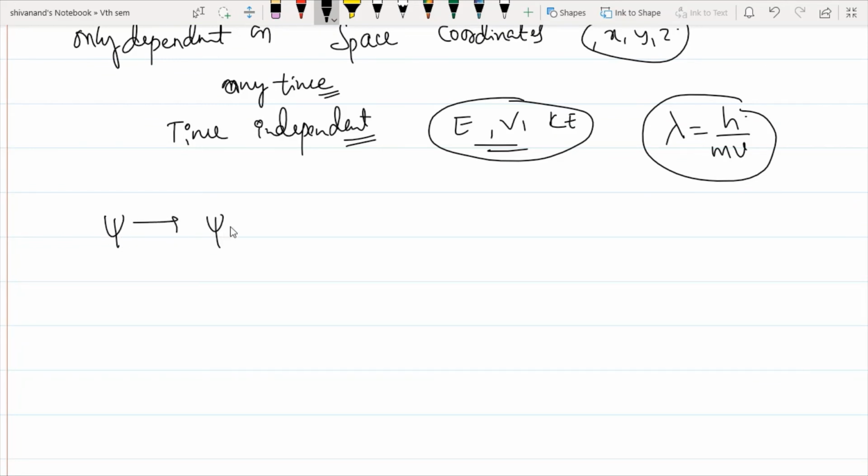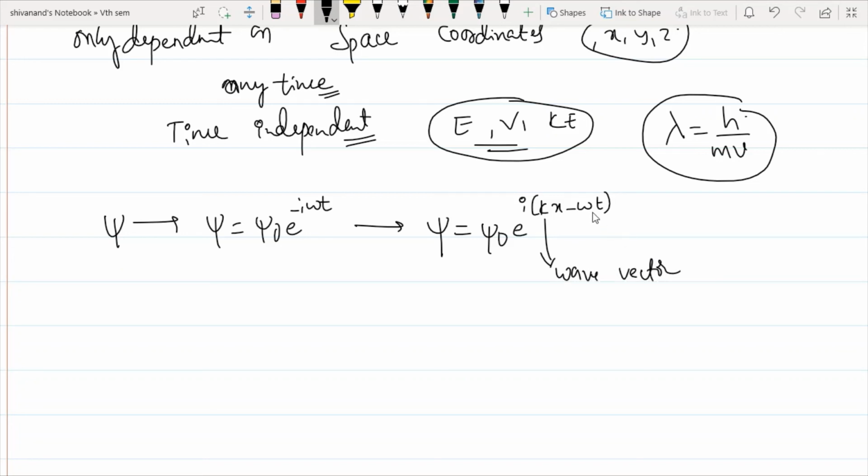As we know, psi is equal to psi naught e power minus i omega t. So this is only the time variation of the psi function. If you write this psi variation with respect to position, we get psi is equal to psi naught e power i (k x minus omega t), where k is the wave vector, and this x is nothing but the position. So that's why we write psi as a function of x and t if it is dependent on both space and time.